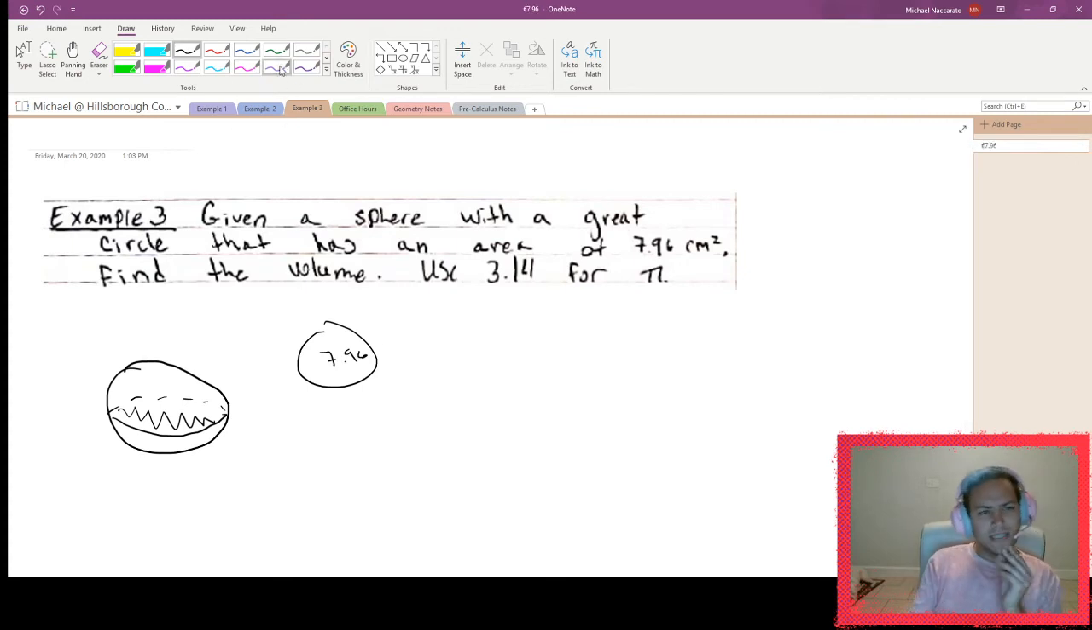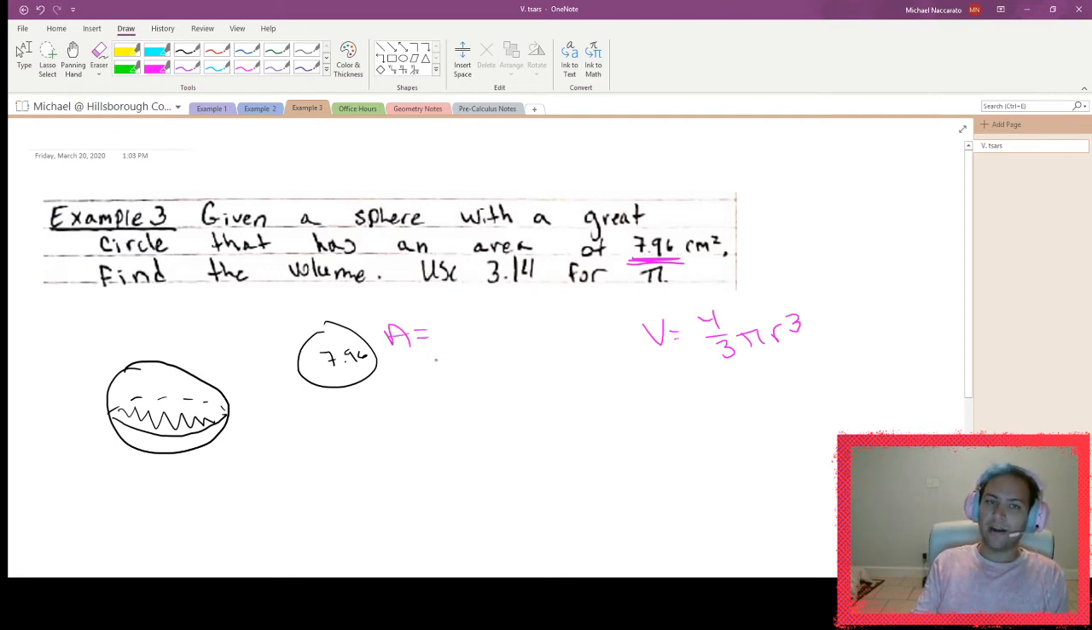Well, the reason that we need to know the area of that great circle is, if I go to try to do the volume, right? Volume equals 4/3 pi r cubed. I don't know what to plug in for r because all they gave me was that the area is 7.96. So I'm going to go over here and use the area formula. Well, we know the area of a circle is pi r squared. And if I know that the area is 7.96, I know to use 3.14 for pi.